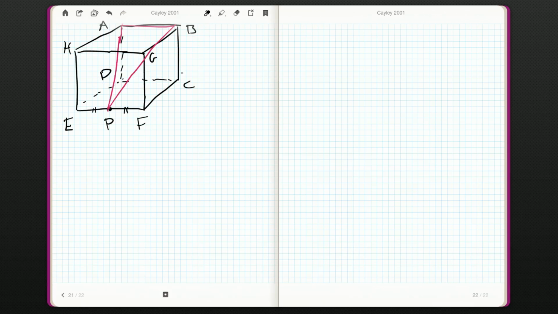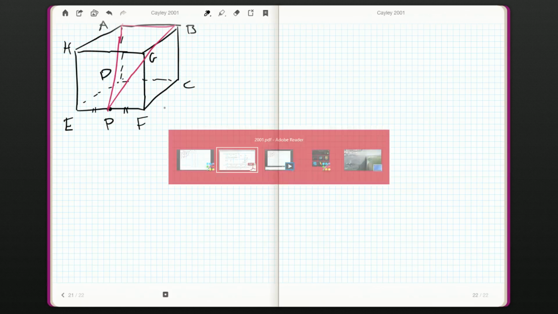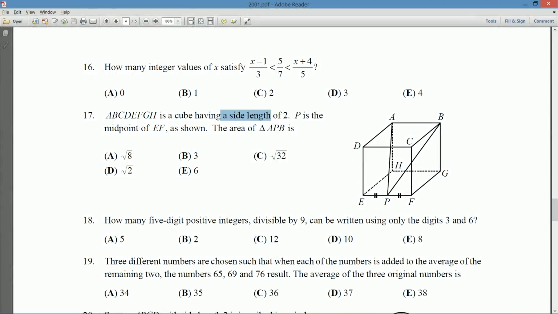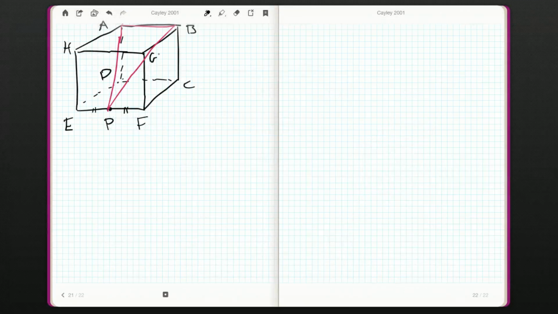Let's see here. We're told the side length, right? Is it 2? Yeah, side length 2. So each of the sides on this cube are 2. That means each of these is 1. We have a whole bunch of 2s and 1s all over the place.